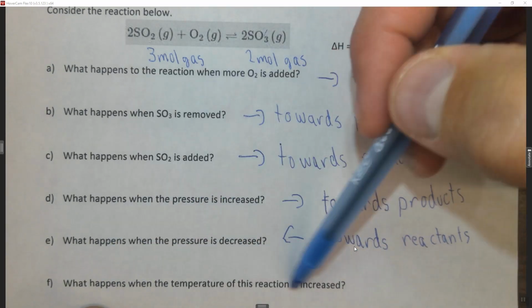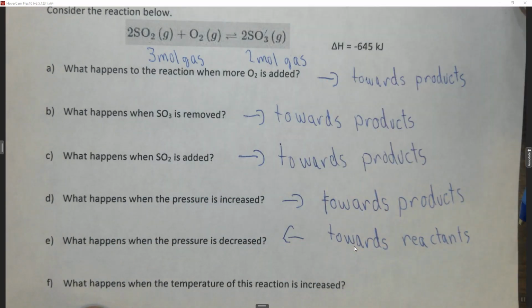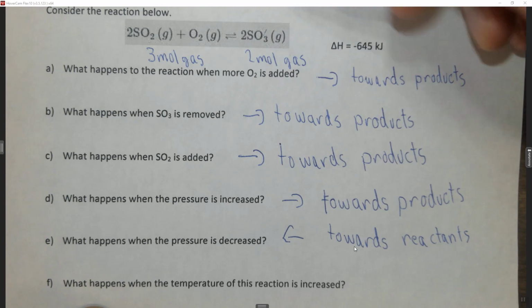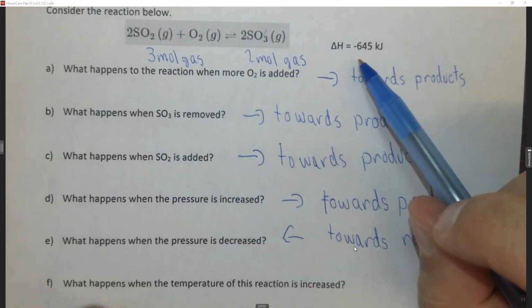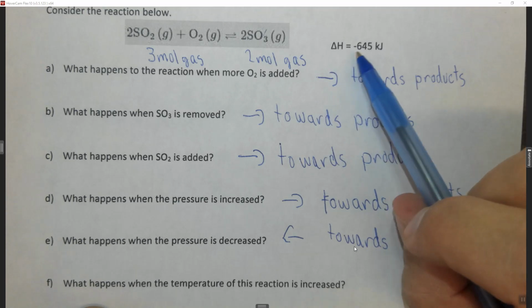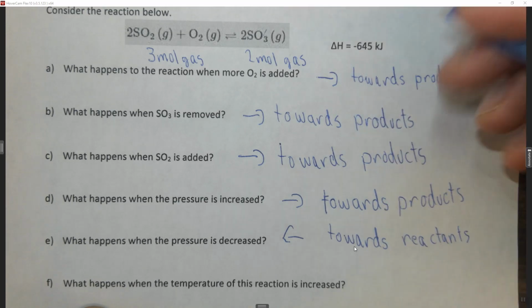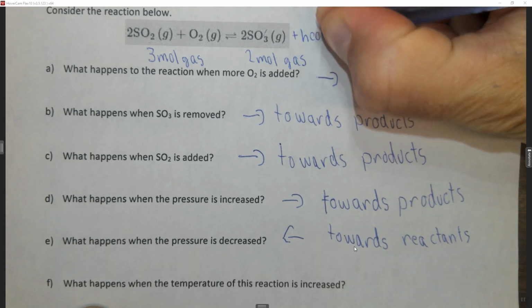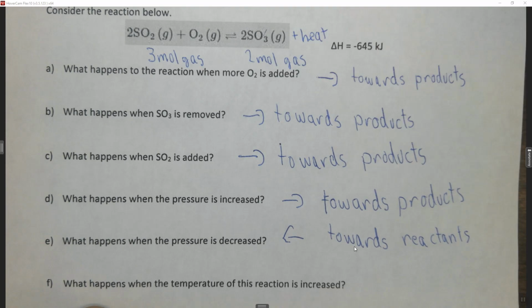And then it says, what happens when the temperature of this reaction is increased? Well, in this case, this is an exothermic reaction. How do we know that? The delta H is negative. When the delta H is negative, we could think of the heat as a product. So we're going to get this plus this yields this plus heat. Said another way, the reverse reaction is endothermic.